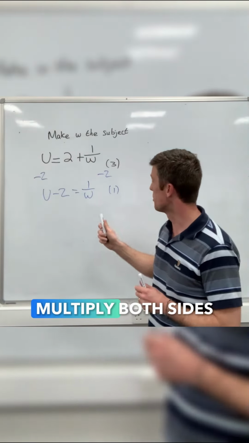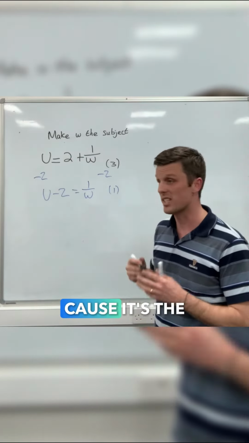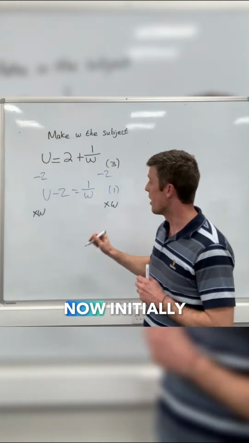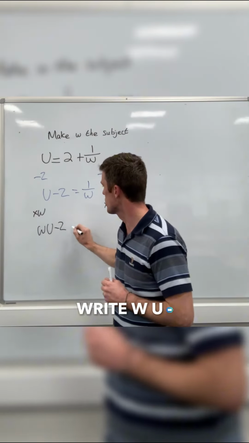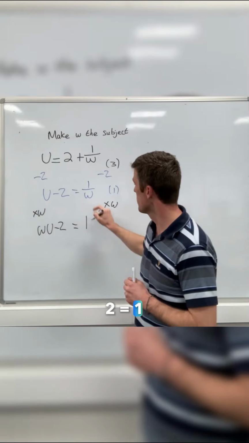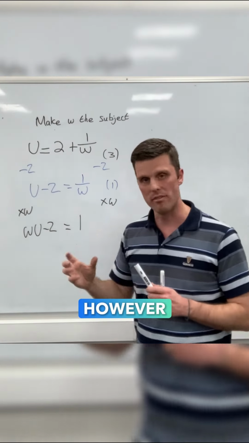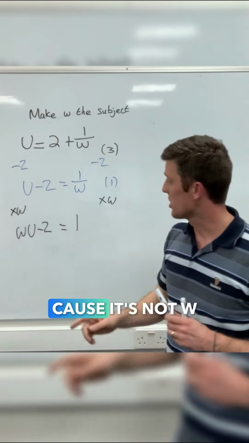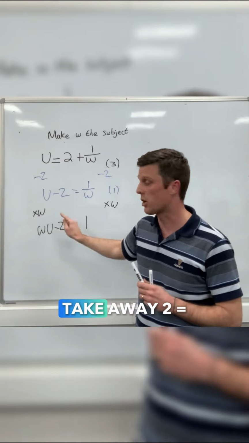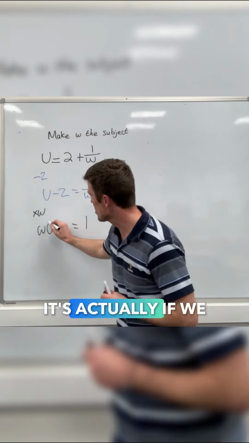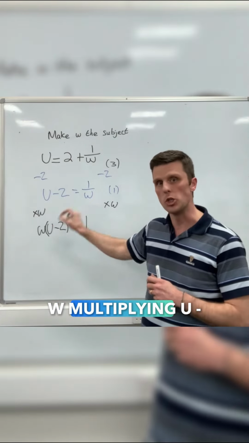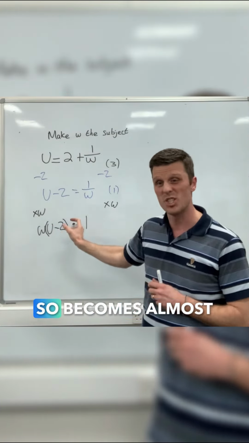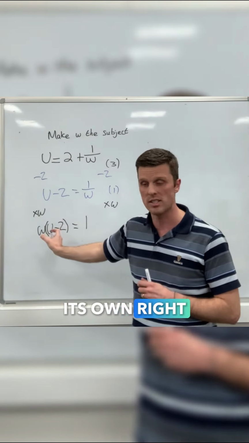So we're going to multiply both sides by w, because it's the inverse. Now initially, students might just write w u minus 2 equals 1, because that w is now cancelled out. However, this is where you're going to come unstuck, because it's not w times u, take away 2, equals 1. It's actually, if we put that in brackets, w multiplying u minus 2 as a whole thing. So it becomes almost like a term in its own right, equaling 1.